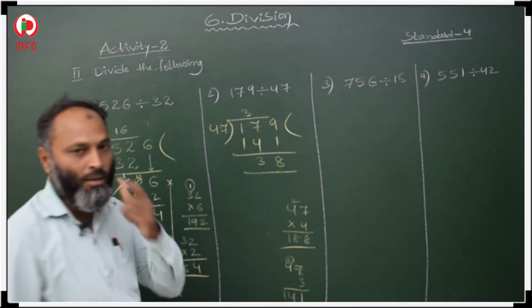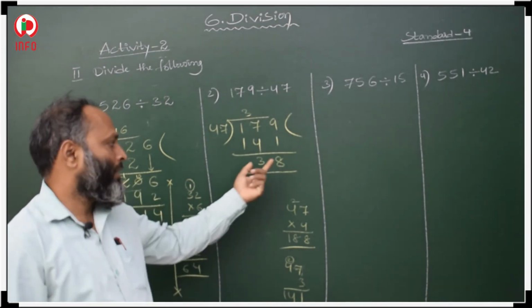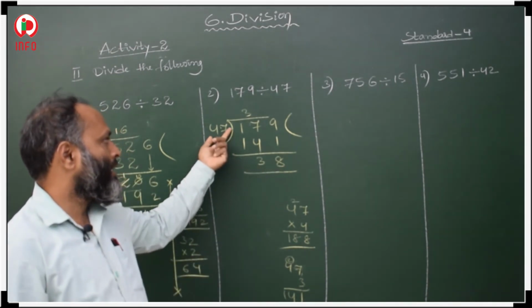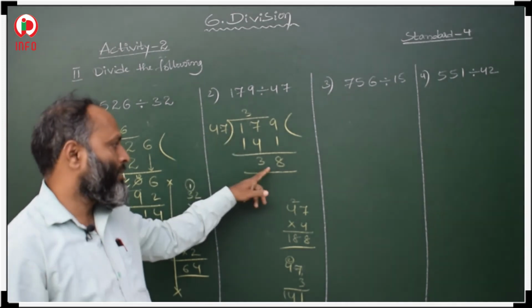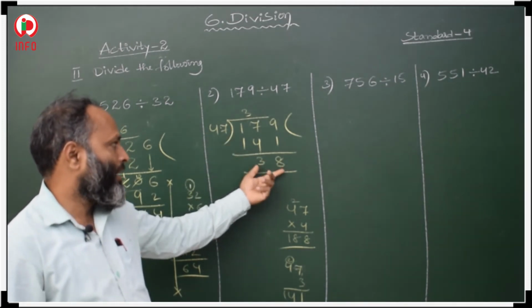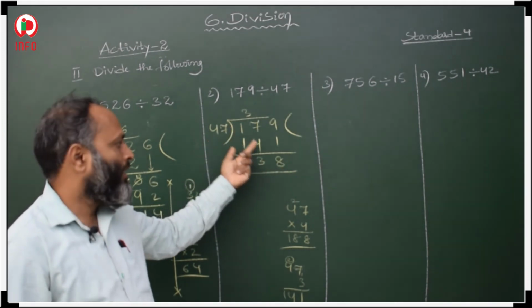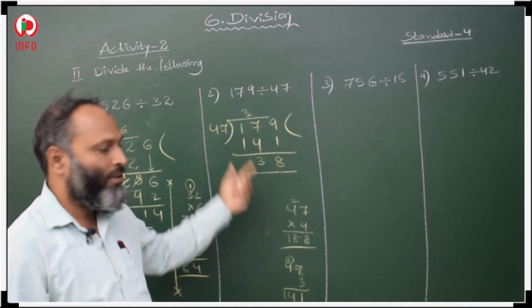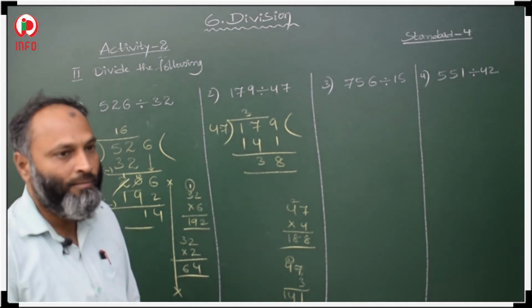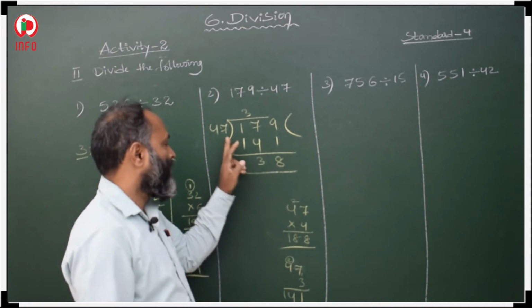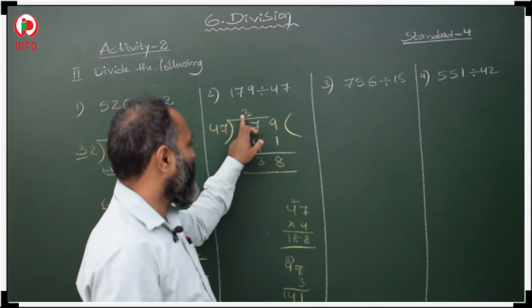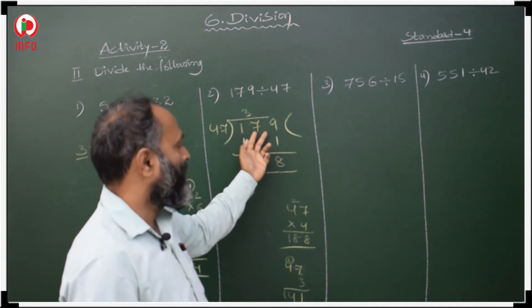This is your remainder. Remainder is always less than the divisor. See, once you check, this is remainder 38 and divisor 47. Remainder is less than the divisor. So, your answer is correct. This is the remainder, this is the divisor, this is your quotient, this is the dividend.